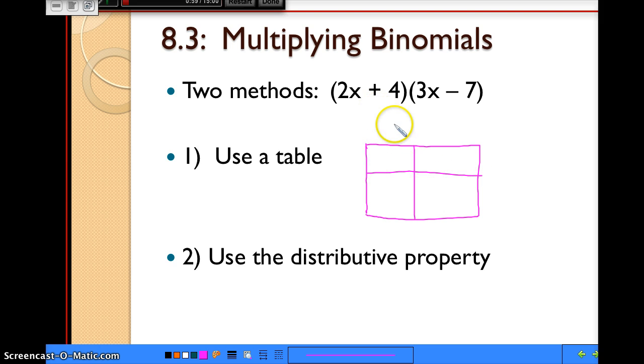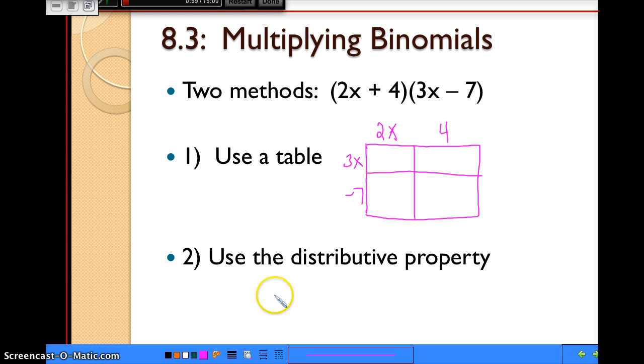Nothing has to really necessarily be equal at all. You're going to take 2x plus 4 and let it be either the horizontal part or represent the vertical. It really doesn't matter which one. I'm going to go ahead and let it be the horizontal, which means 3x minus 7 has to be the vertical. And it's minus 7, so make sure you put negative 7.